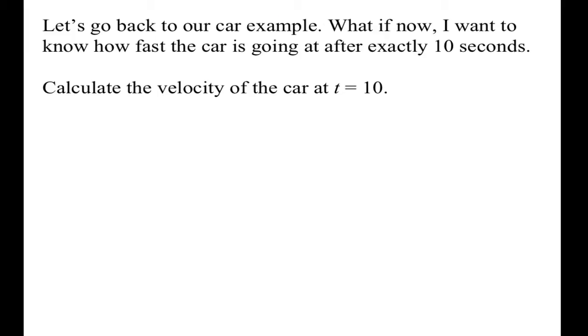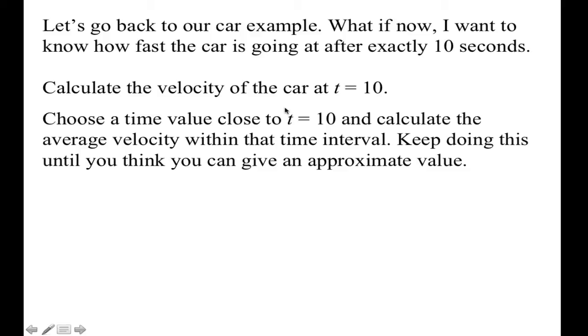So let's go back to our car example. What if now I want to know how fast the car is going after exactly 10 seconds? So this is very similar to what I was asking you guys to do in the 20-minute ride to calculate your speed at precisely 10 minutes. So we're going to calculate the velocity of the car at t equals 10. Well, choose a time value close to t equals 10 and calculate the average velocity within that time interval. Keep doing this until you think you can give an approximate value.